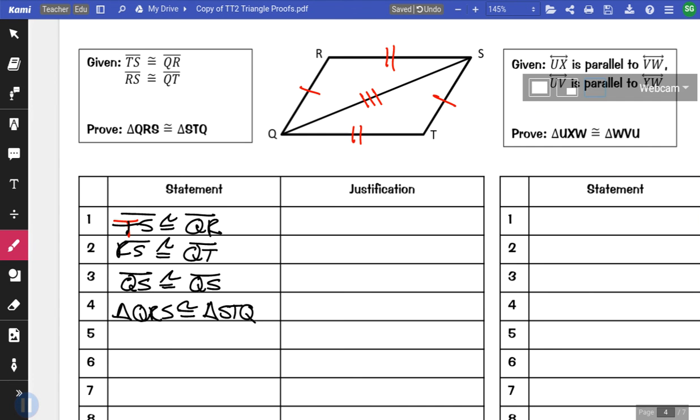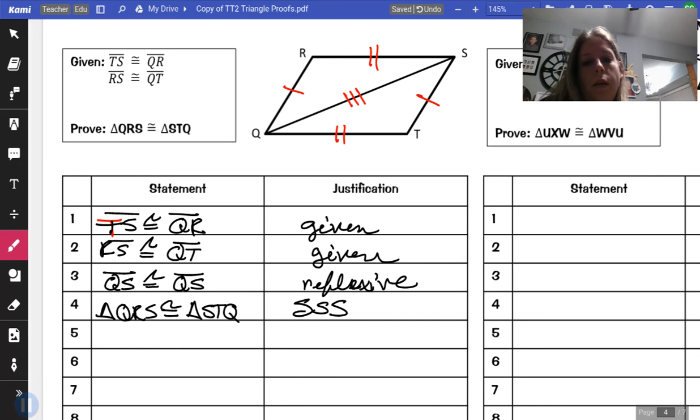Okay. Do your statements match my statements? All right, I'm going to go ahead and put the justifications in here in just a second. Okay, that's the final proof.